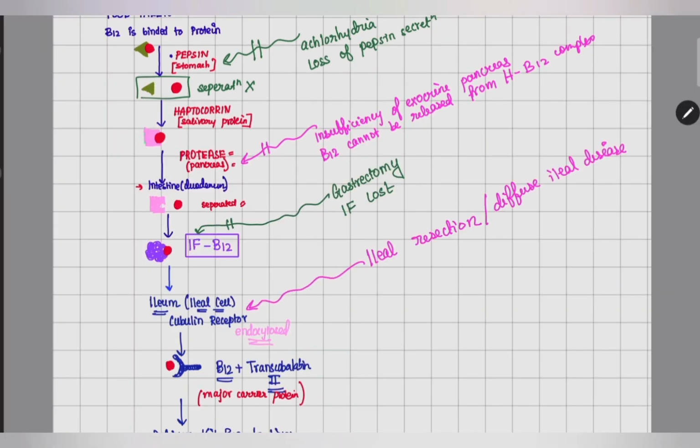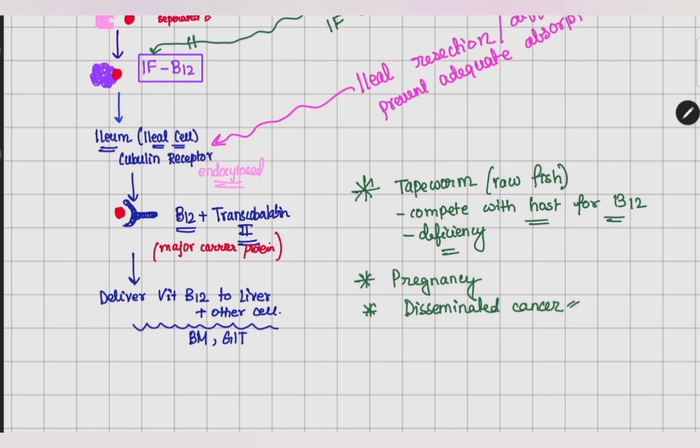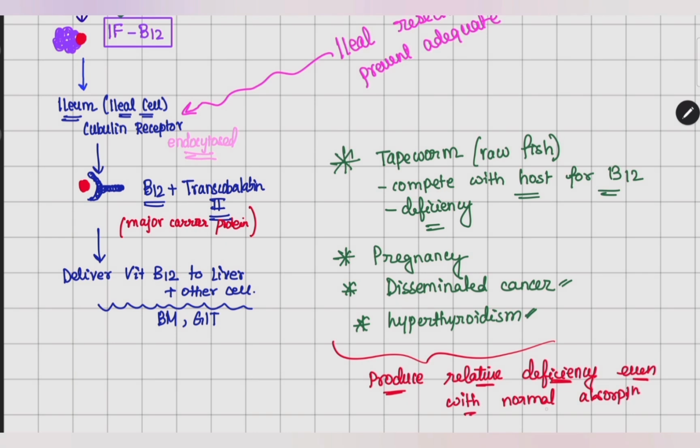Also, if there is ileal resection or diffuse ileal disease, it prevents adequate absorption of the complex. Other factors like tapeworms or raw fish compete with the host for B12. This also causes deficiency. Factors like pregnancy, disseminated cancer, hyperthyroidism, all these produce relative deficiency even when absorption is normal.